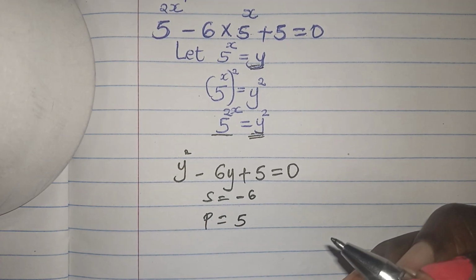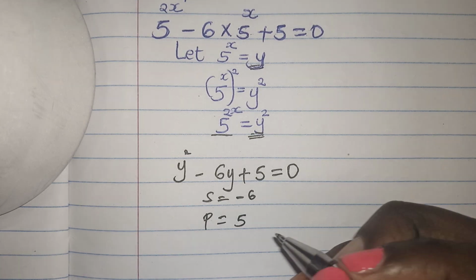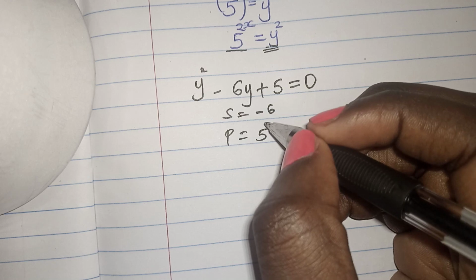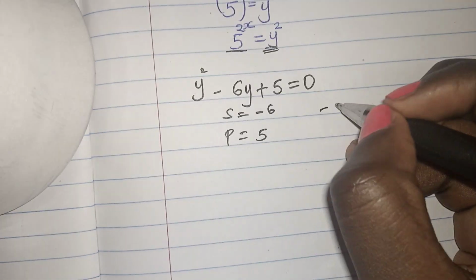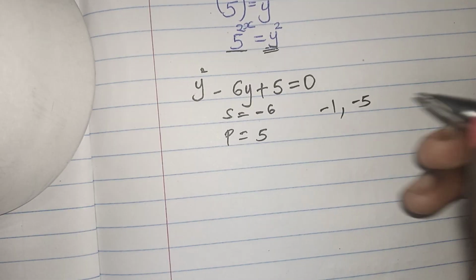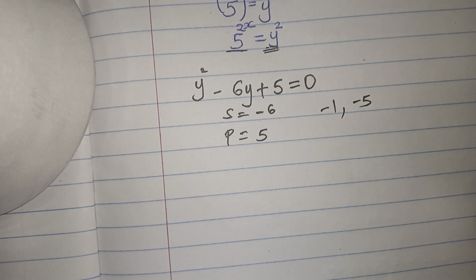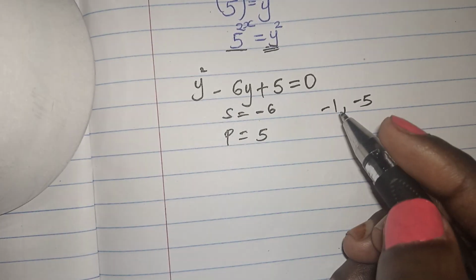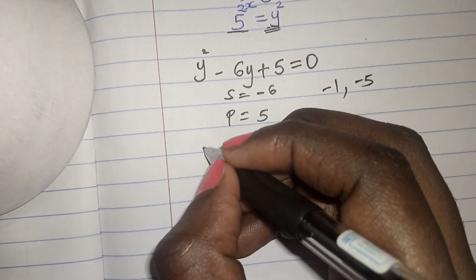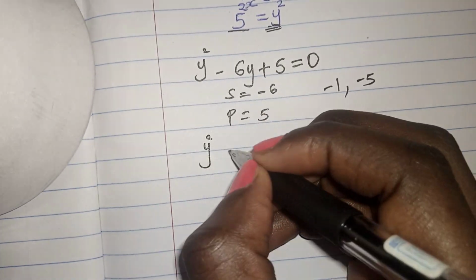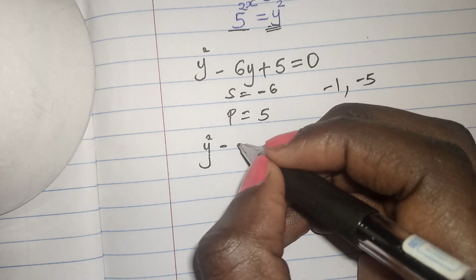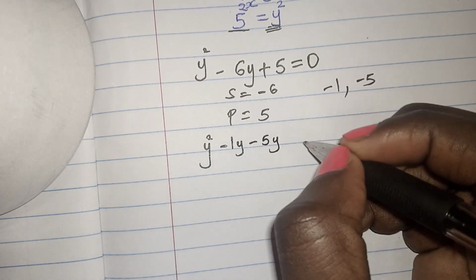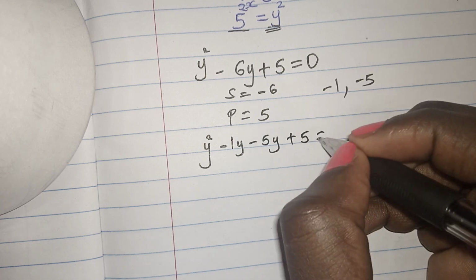So I look for two numbers. When I multiply them, I am getting 5. When I add them up, I'm getting -6. And these two numbers are -1 and -5. Have you seen that? So I'm going to substitute these numbers in this quadratic equation. So this gives me y squared minus 1y minus 5y plus 5 is equal to 0.